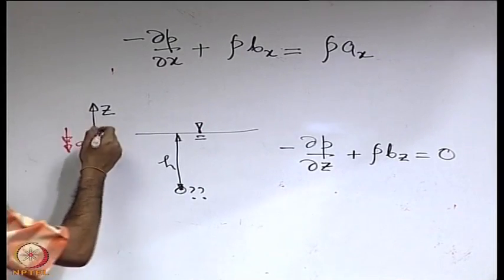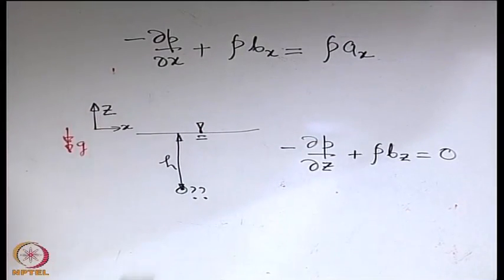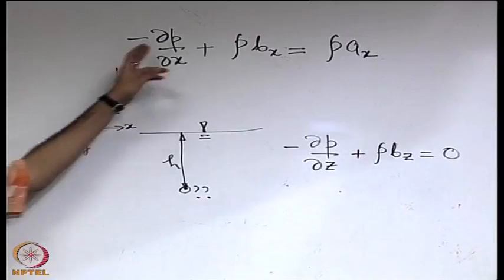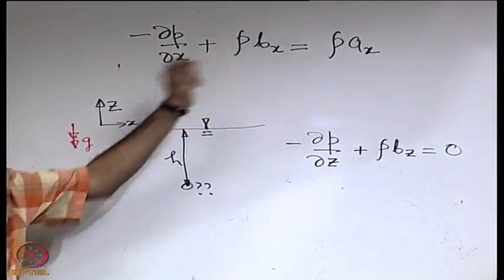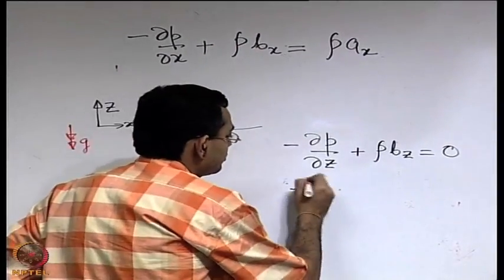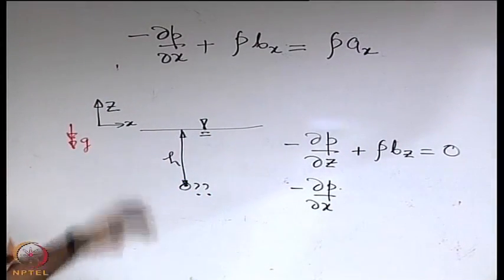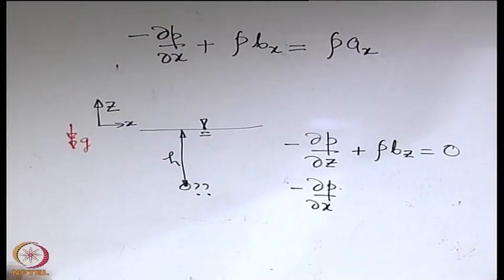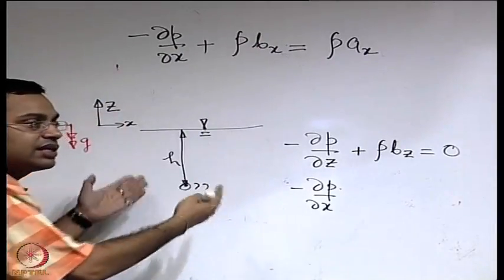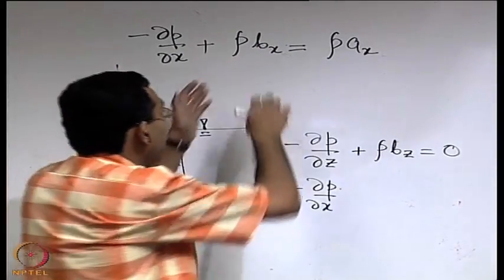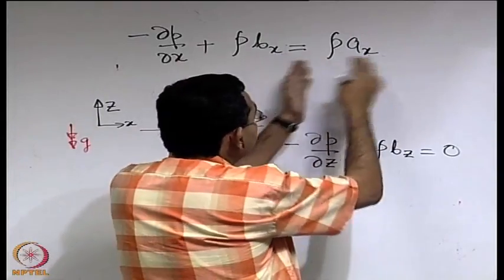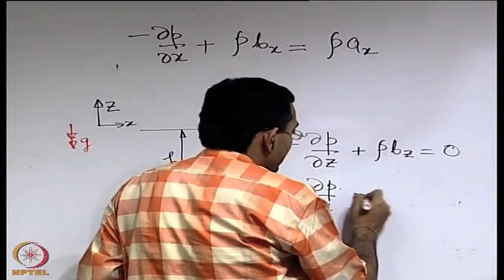When you have the z direction, you also have a horizontal direction like x, and for x you can write a similar expression. So if you write it for x, what is the body force which is acting along x? There is no body force acting along x, because the only body force to which this is subjected is gravity. So there is no body force along x, and there is no acceleration along x.